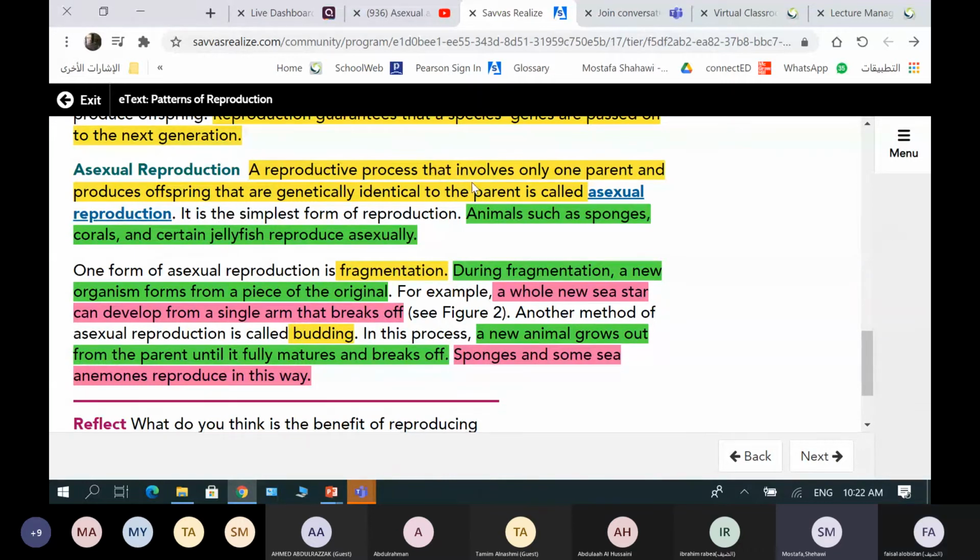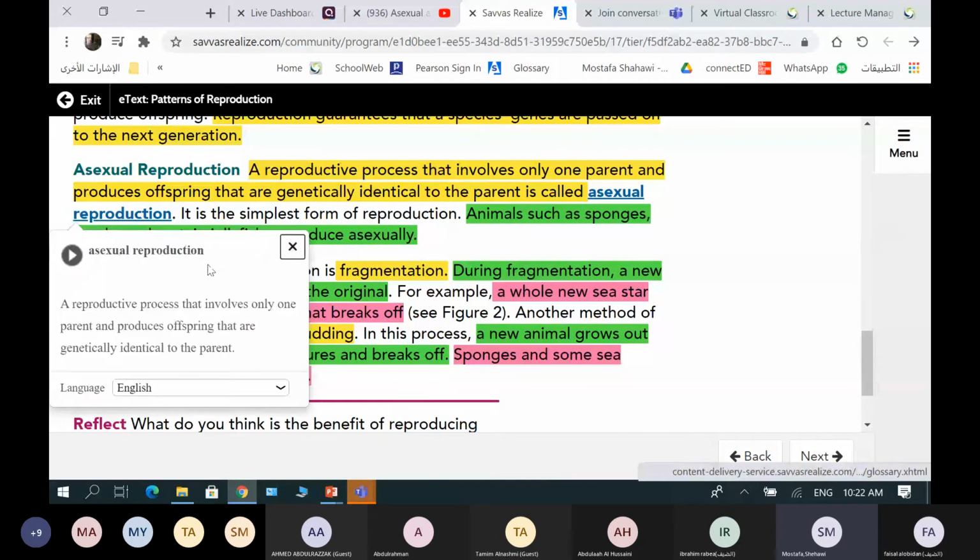Faisal, I want you to read asexual reproduction here. Here, a means not sexual, or without sexual. Yes. So this is the definition of asexual reproduction. Asexual reproduction: a reproductive process that involves only one parent and produces offspring that are genetically identical to the parent. It is the simplest form of reproduction.